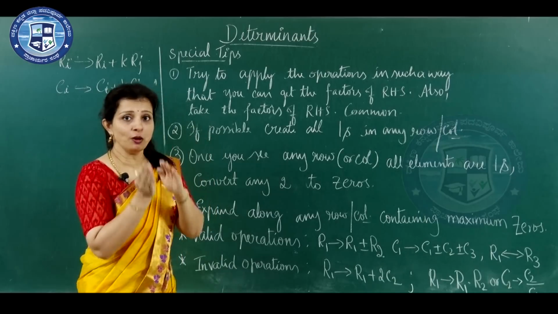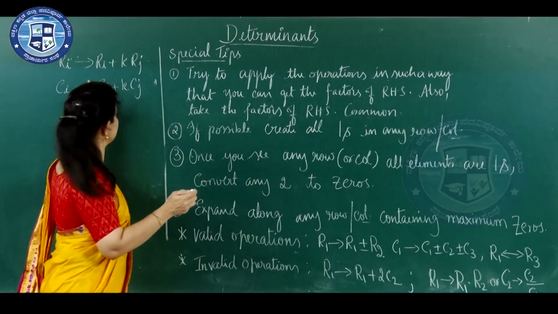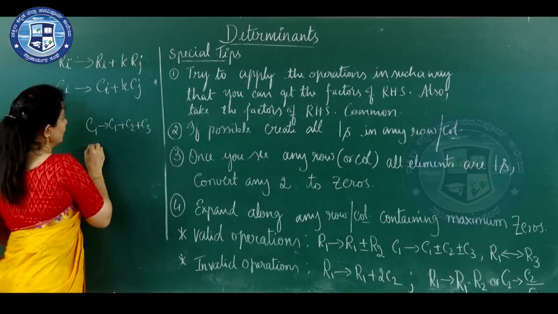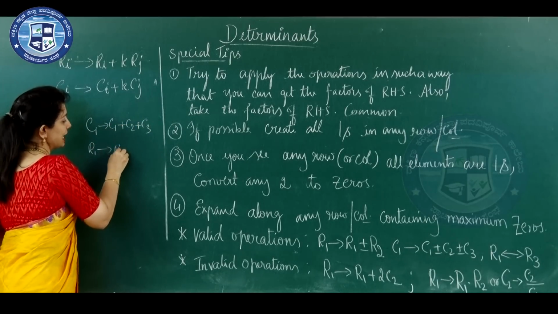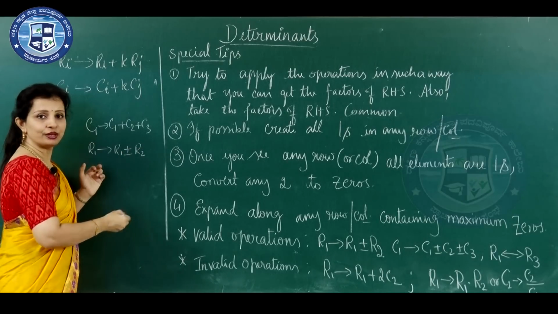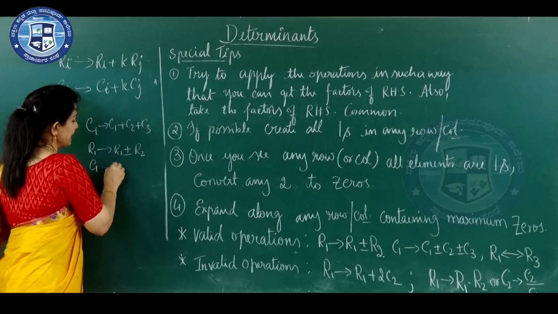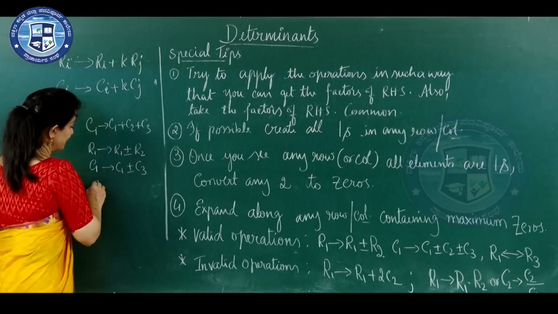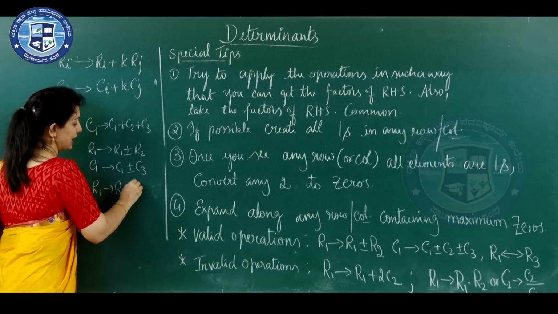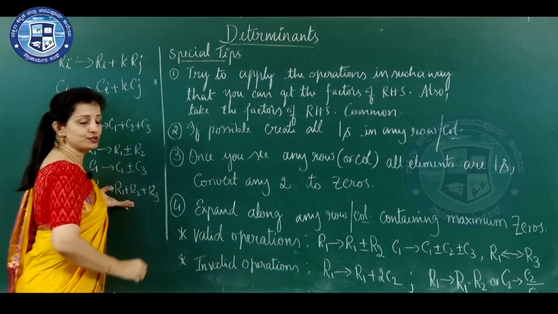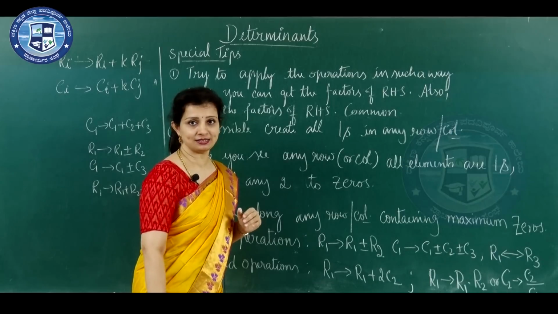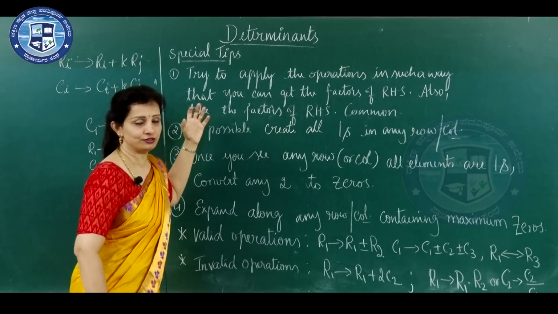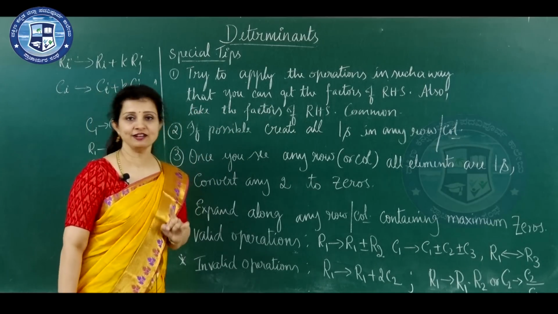To apply operations, such as C1 changes to C1 plus C2 plus C3, or R1 implies R1 plus or minus R2. Okay? Even C1 implies C1 plus or minus C3. Even R1 implies R1 plus R2 plus R3. These are used to get the factors of RHS. That is the first thing. And if you find any common factor, take it out. That is the first rule.